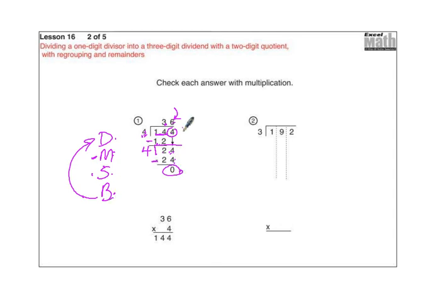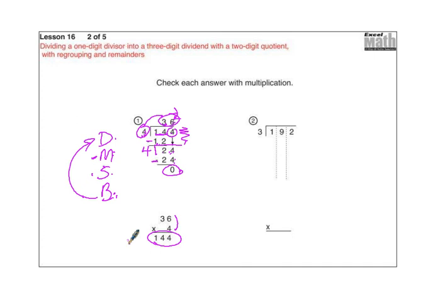Then I bring down, but there are no more numbers to bring down. That means that I'm finished with the problem, and I'm going to check it by doing 36, the answer, times 4, the divisor, and make sure that I get the dividend of 144.